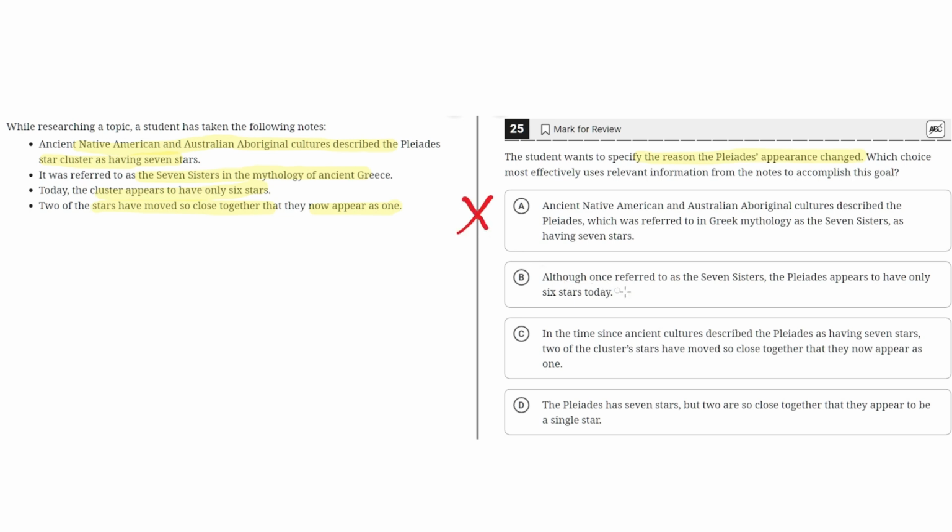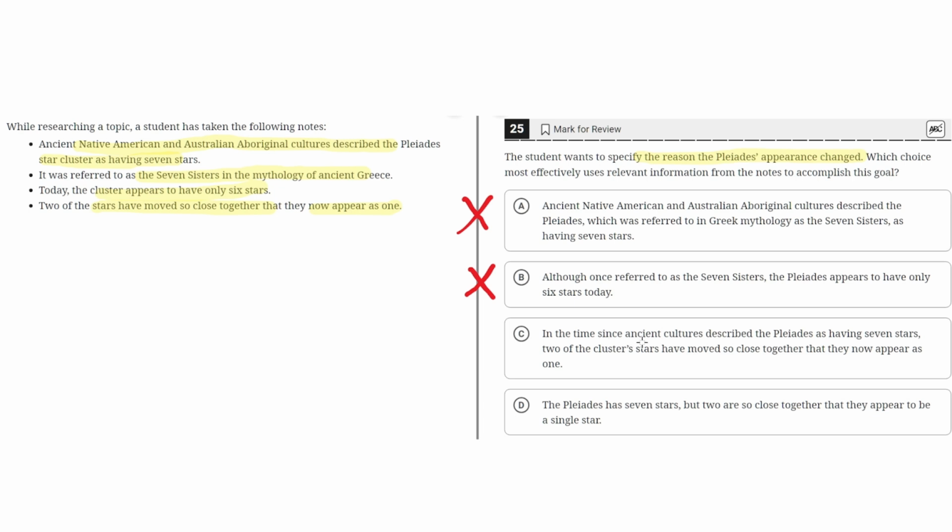B. Although once referred to as the Seven Sisters, the Pleiades appears to have only 6 stars today. This is incorrect because although it says that it has 6 stars today, or appears to have 6 stars today, it doesn't specify the reason for why the Pleiades' appearance has changed, so B can be eliminated as well.